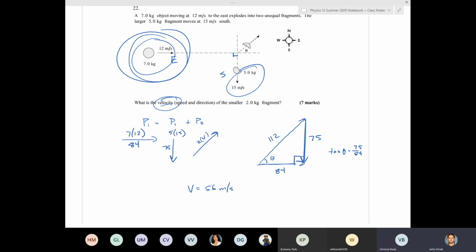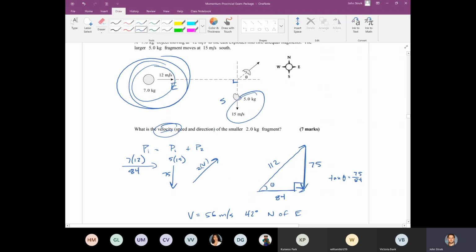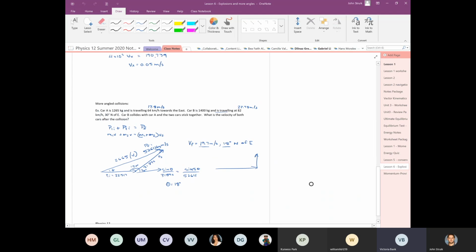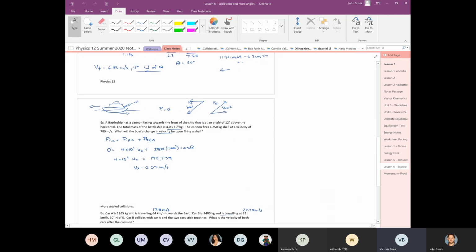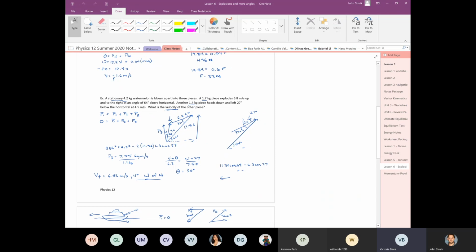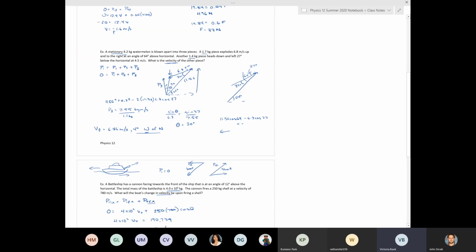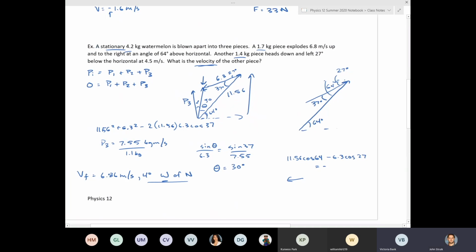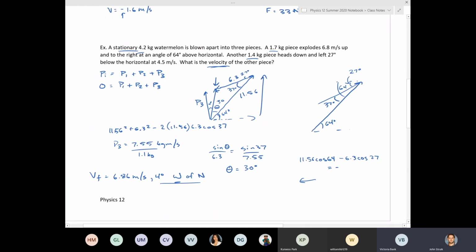I have a question about one of the examples from yesterday's notes. It's example 2, about the watermelon question. Before you draw the vector diagram, shouldn't you change the equation to P3 equal to negative P1, negative P2?